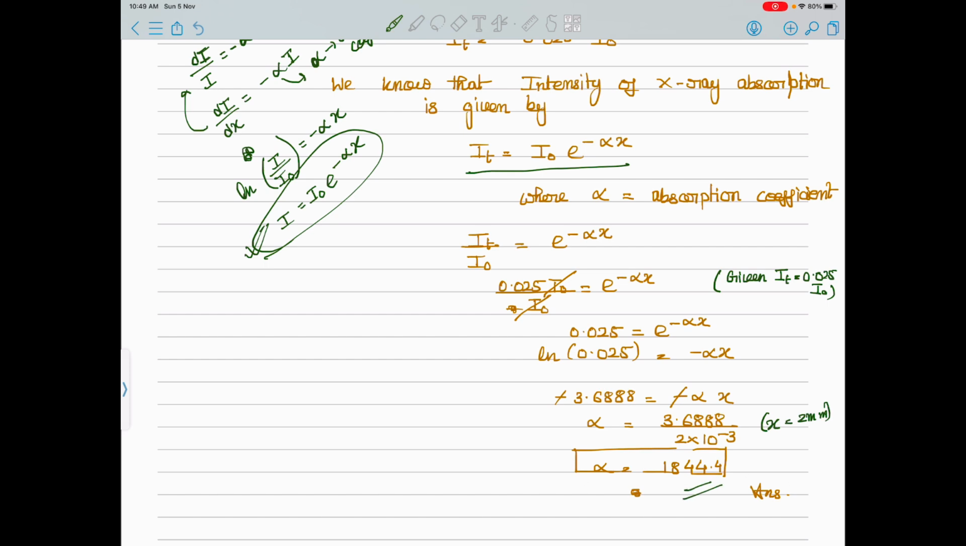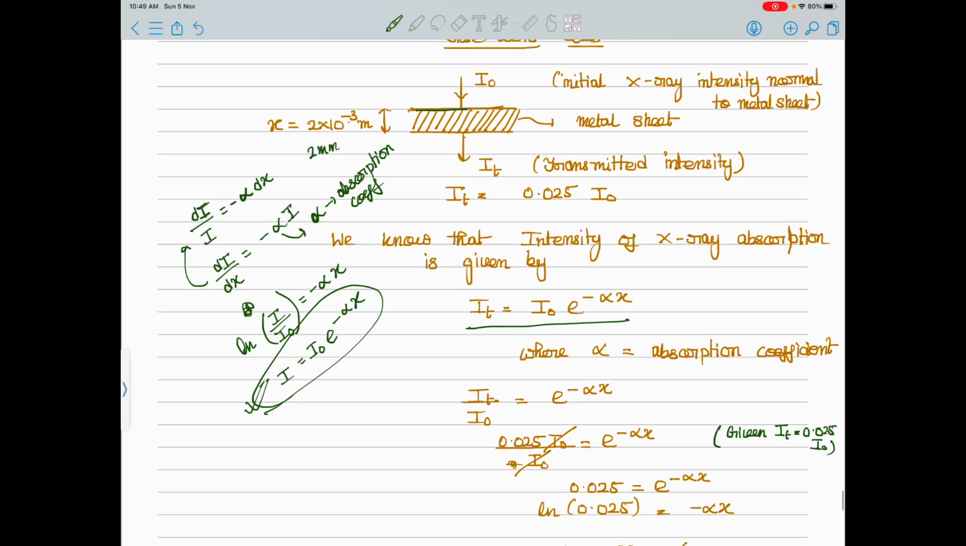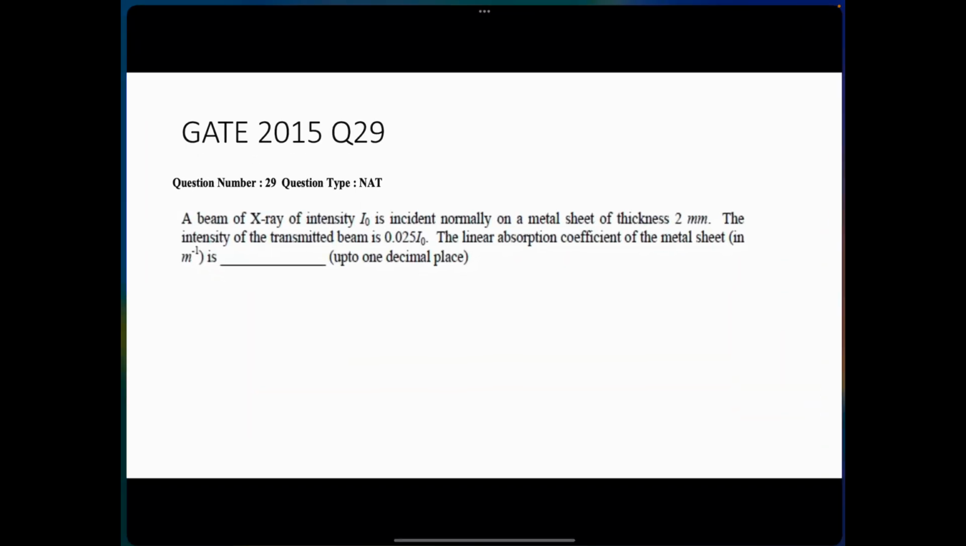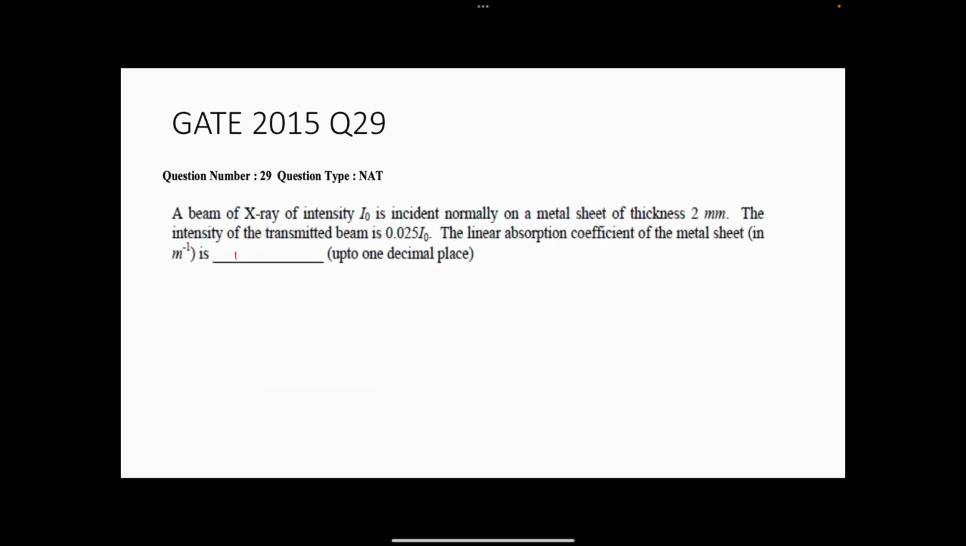Therefore the answer for the linear absorption coefficient when an X-ray is passed through this metal sheet is about 1844. So if you come to this particular solution, it comes out to be 1844.4. So this is the answer.